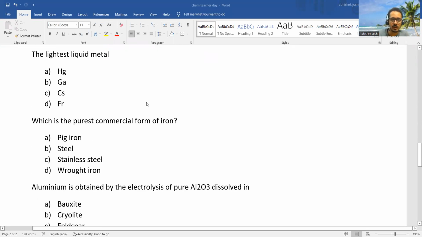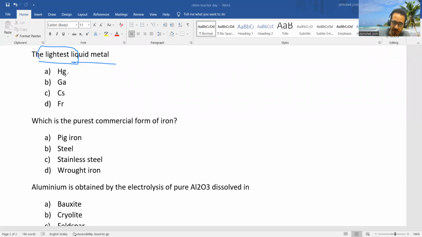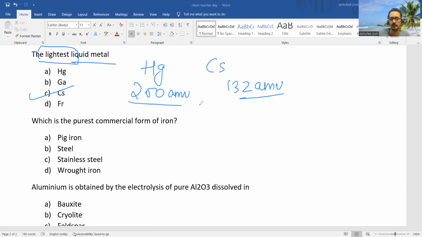Now the question is asking for the lightest liquid metal. Is it mercury, gallium, cesium, or francium? The correct answer would be cesium. Why? Because if you go by the atomic weight, mercury is somewhere around 200 AMU and cesium is around 132 AMU. So we can go by these facts.